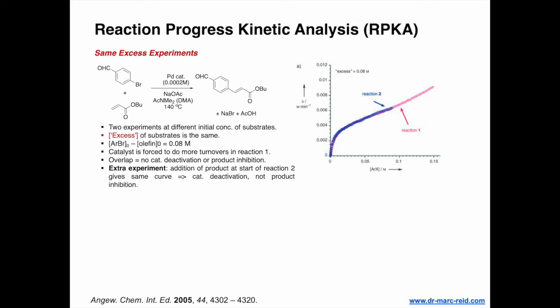This can be distinguished from the case of product inhibition, where the product formed poisons the catalyst that made it, by a third experiment in which product is added from the start of the reaction. If there's no change in the curves when product is added from the start, then that indicates there is no product inhibition.